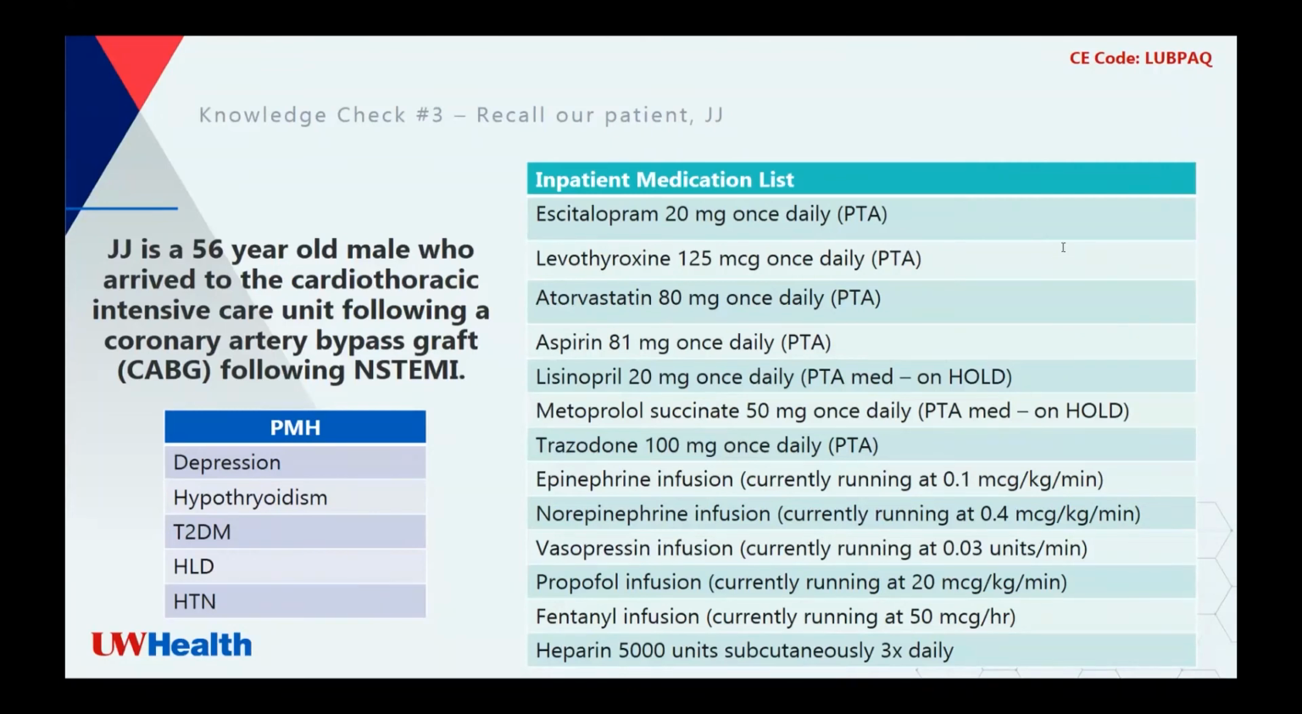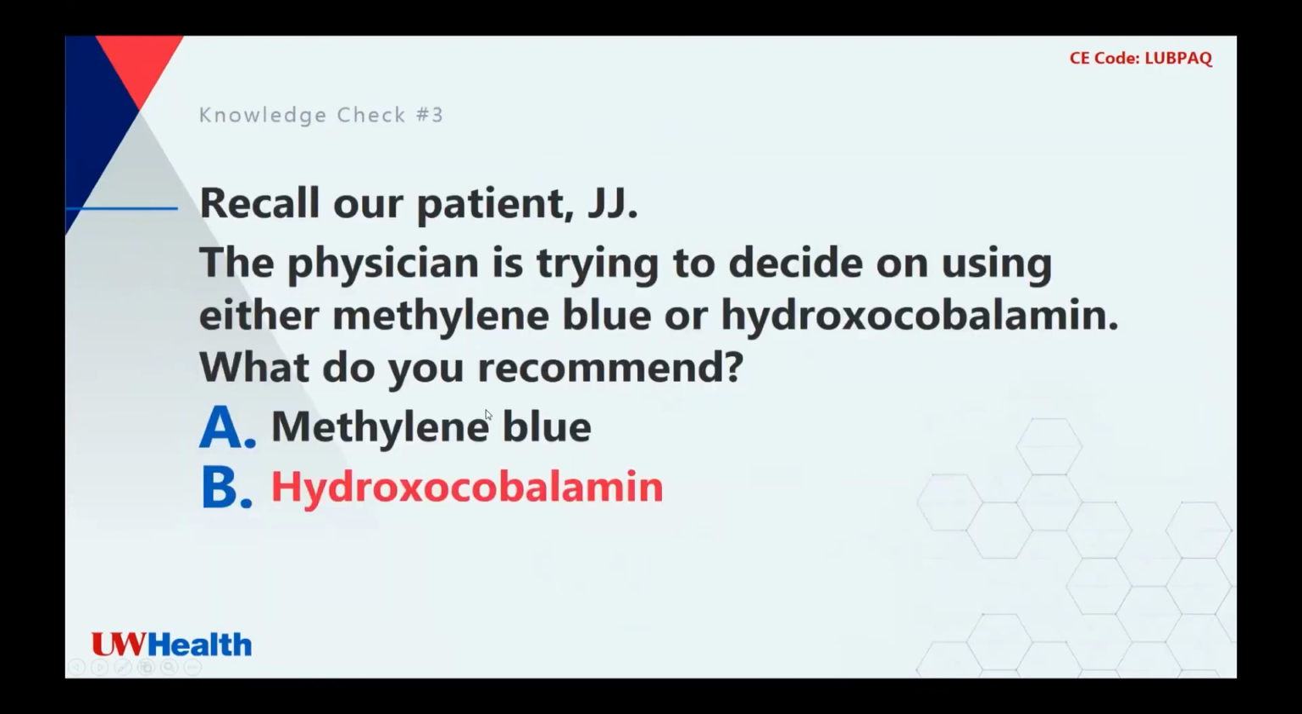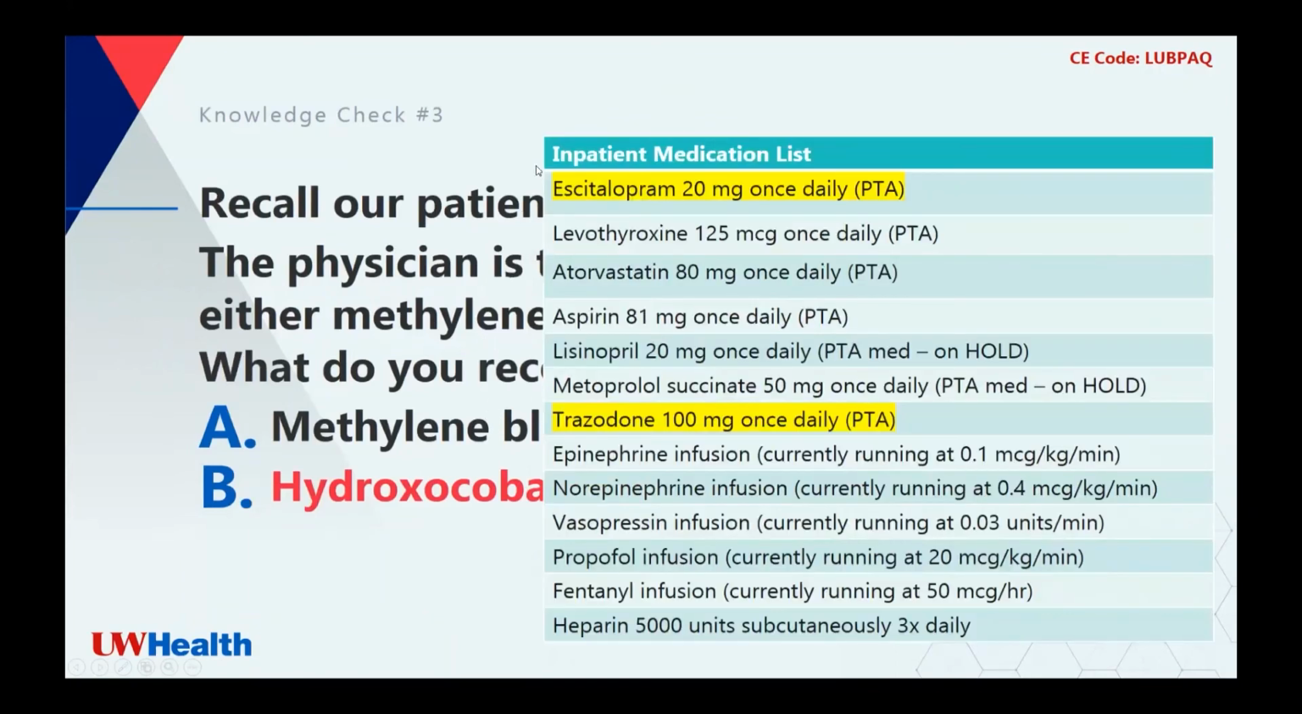All right, I'm seeing all B's. Okay, good. So you guys are right who answered B. The answer is B, hydroxocobalamin. And for those who answered B, you probably caught on that the answer lied in his medication list. So again, since JJ is on two medications that could increase the risk of serotonin syndrome with methylene blue, hydroxocobalamin would be the better choice here.